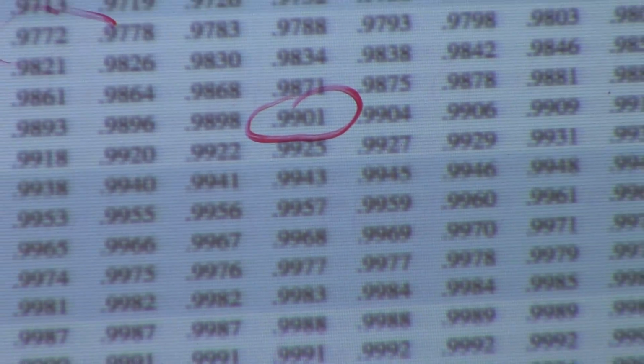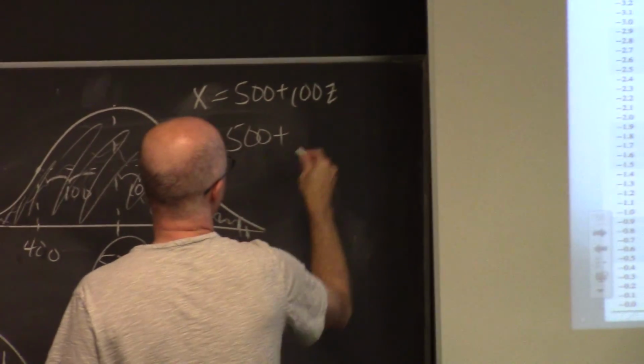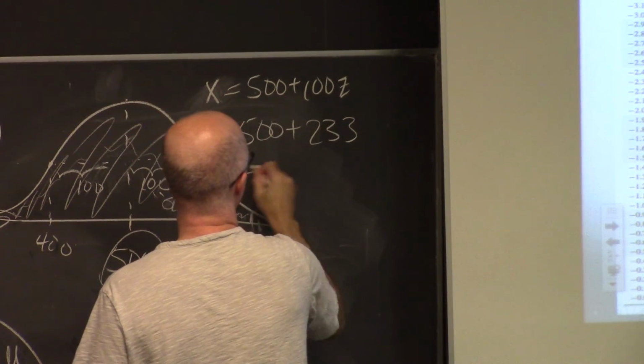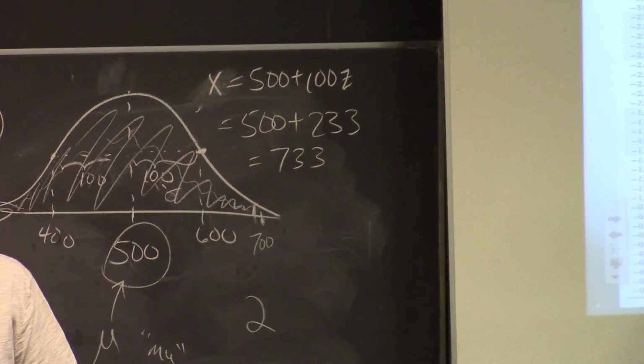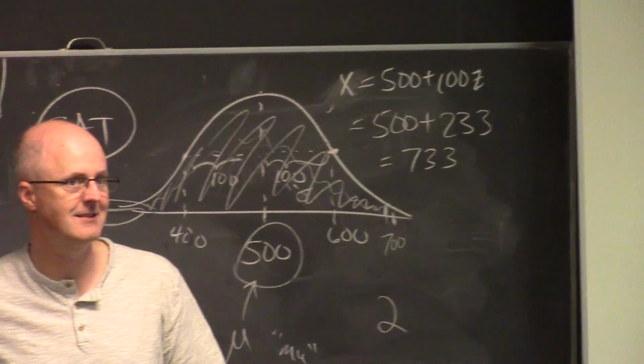So plug in 2.33 into this equation. .33 times 100 is 233. You get 733. She'd need a score of 733 to be at the 99th percentile.